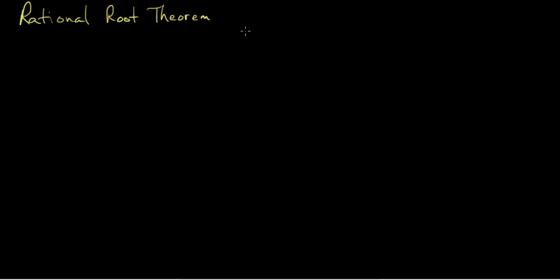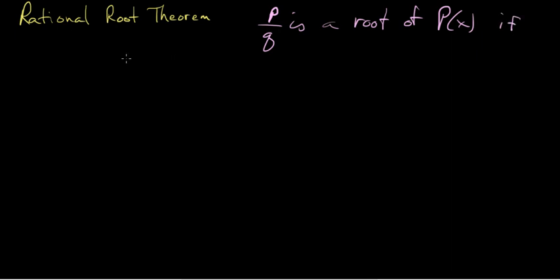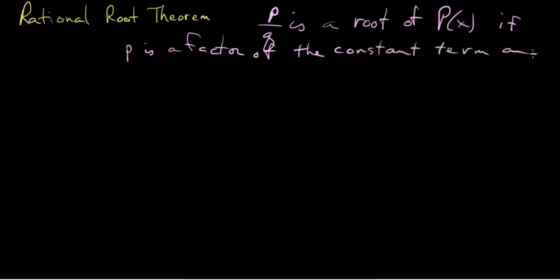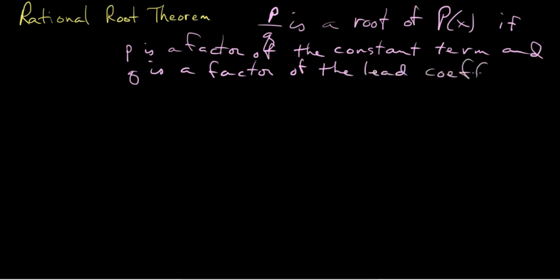And so the rational root theorem simply says that p over q is a root of P of x if p is a factor of the constant term and q is a factor of the lead coefficient. Okay, what does that mean?